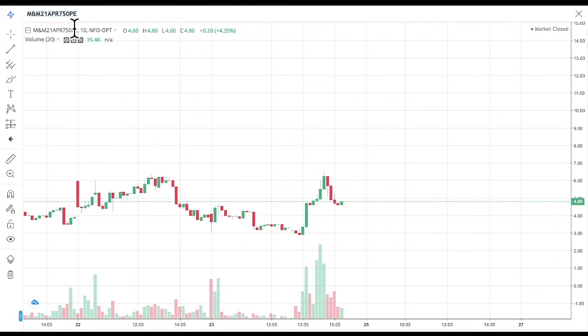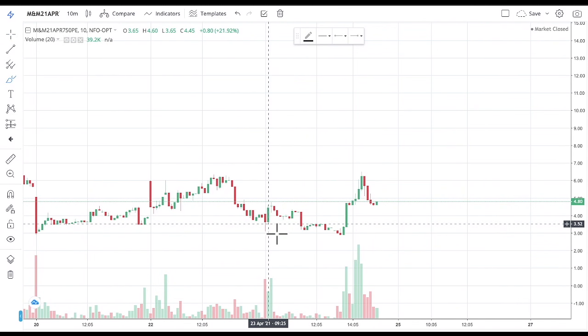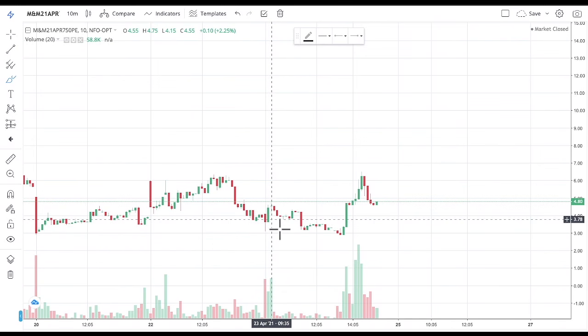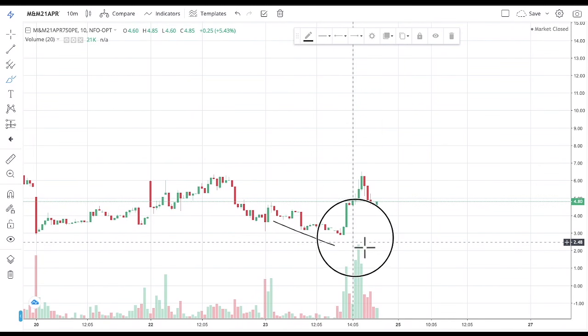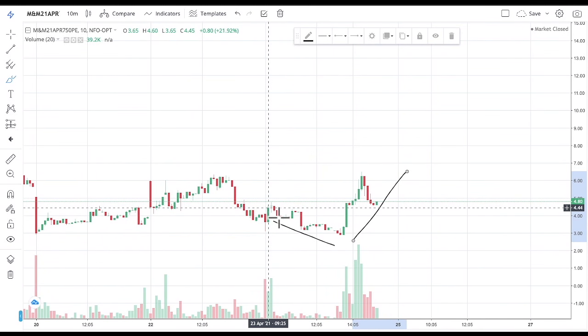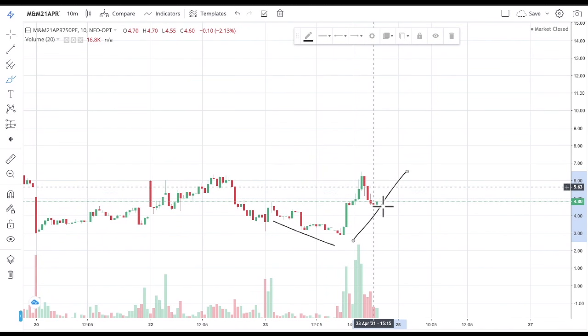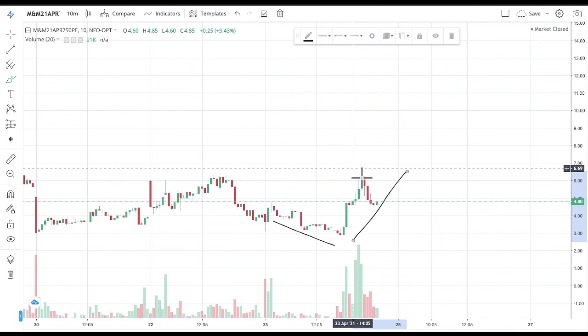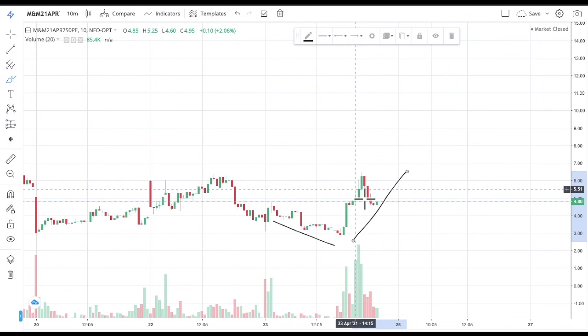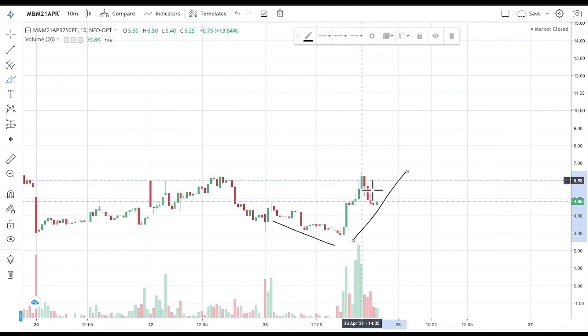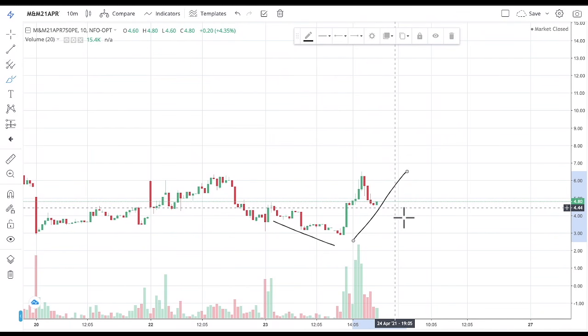Okay, see, this is the M&M 750 put option chart. Okay, 23rd of April. What happened? The market went down and then it went up, right? Here, if you would have entered the trade, here also you would have made 2 rupees. Okay, if you're losing any money there, you can make it here. In that trade also you made money, and in this trade also you are making money. Okay, you can always use put options for hedging.